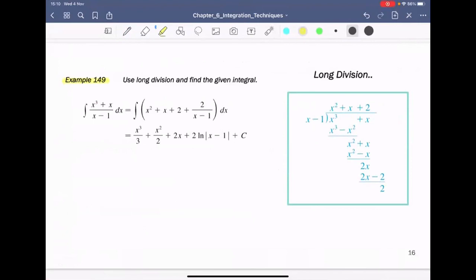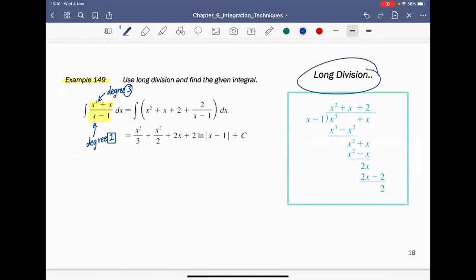So if I ask you to integrate (x cubed plus x) over (x minus 1) here, before you use the partial fraction technique, you can see that on the numerator you have a polynomial of degree 3, and on the denominator you have a polynomial of degree 1. Before you use the partial fraction technique, you need to make sure that the degree on the top is less than the degree on the bottom, which means I can do the long division. So you can do the long division here.